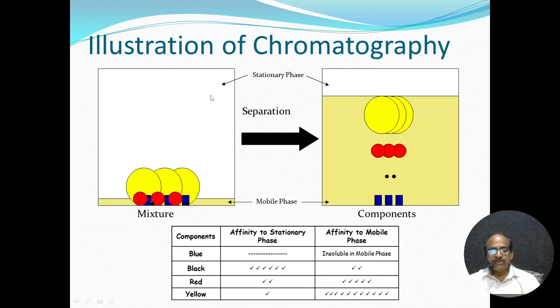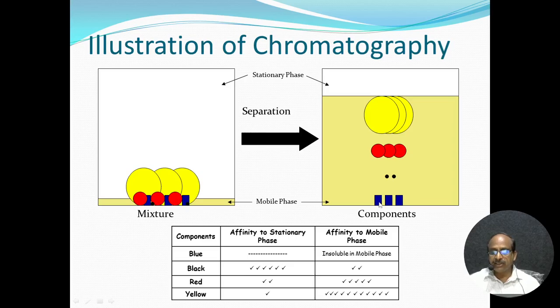This white part is called the stationary phase. This is called the mobile phase. The mobile phase contains the solvent, which moves from one place to another. All the components present in our sample move from bottom to up by the moving phase. That is called the mobile phase. We separate the components by using this technique, called chromatography.